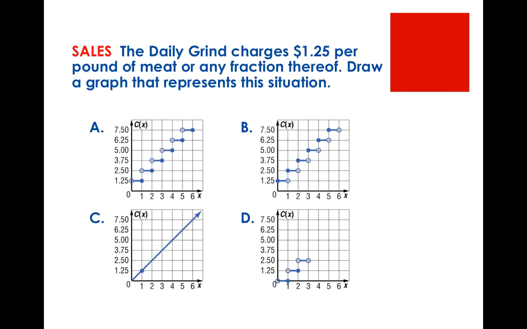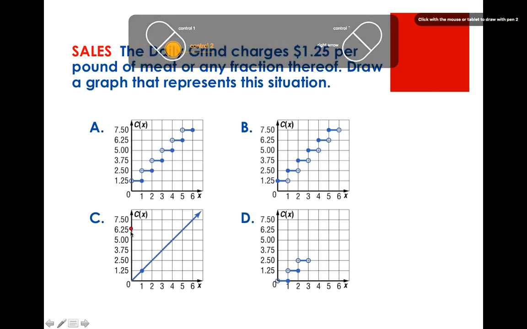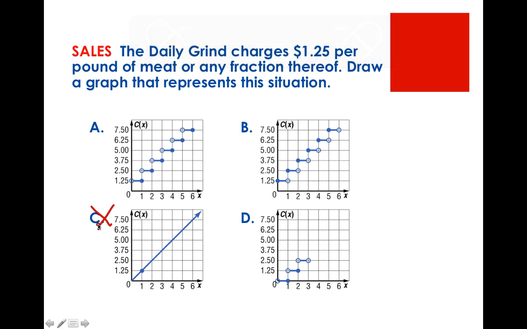Okay, if you look at this one, the daily grind, it charges $1.25 per pound of meat or any fraction thereof. If I say to draw a graph that represents the situation, it cannot be linear. You should right away say, I'm going to exclude that one. It's gone.